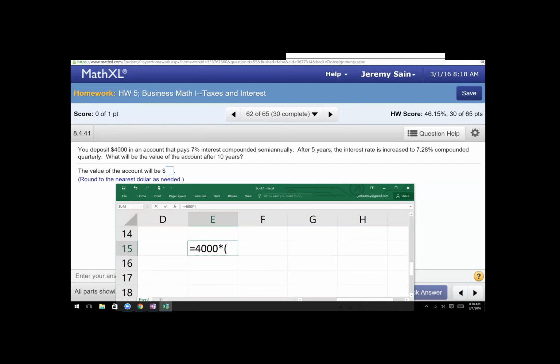7 and 0.07. Okay, what do I put before the 0.07? Yeah, I always start off 1 plus and then 0.07. Do I divide it by anything? 2, because it's semi-annual, so twice a year. And then what do I raise it to? 5 years. Right, so we're going for 5 years and we're going twice a year. So at the end of the first 5 years, he's up to $5,600.